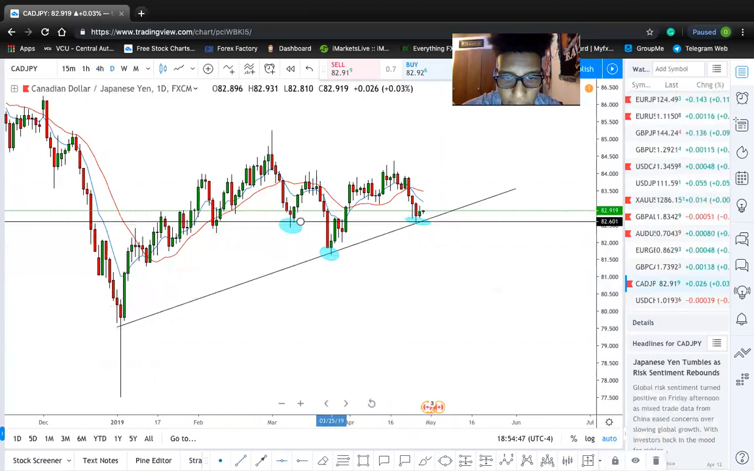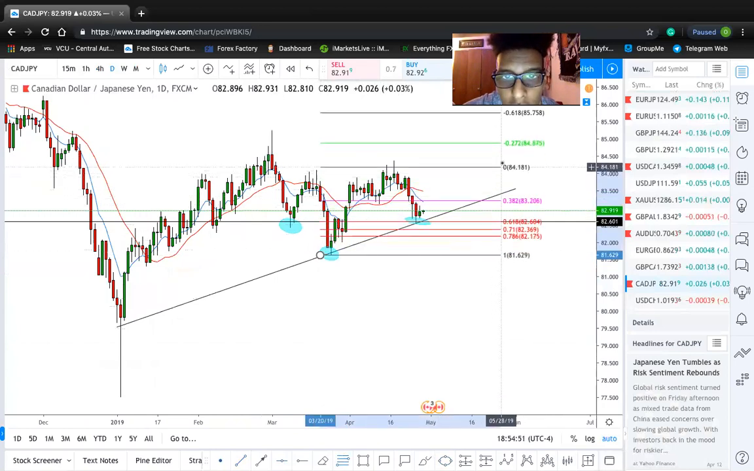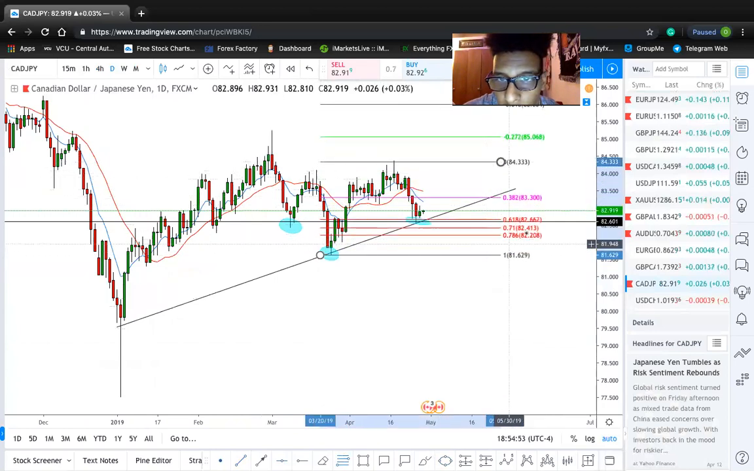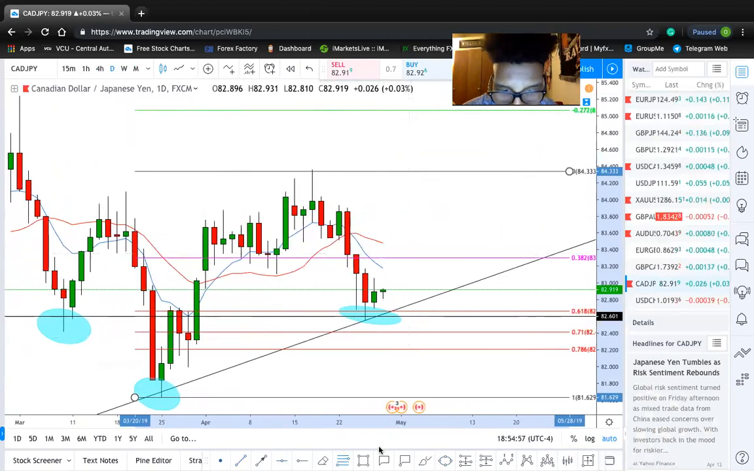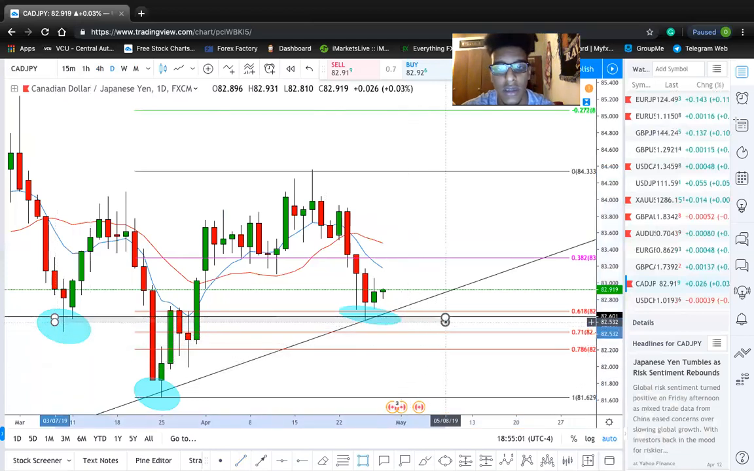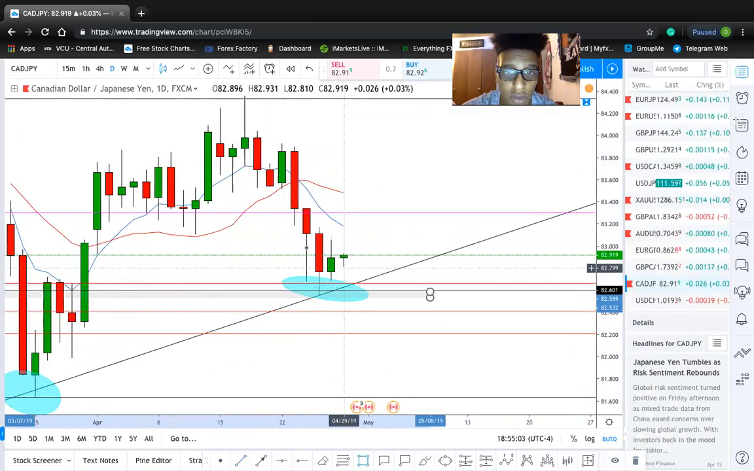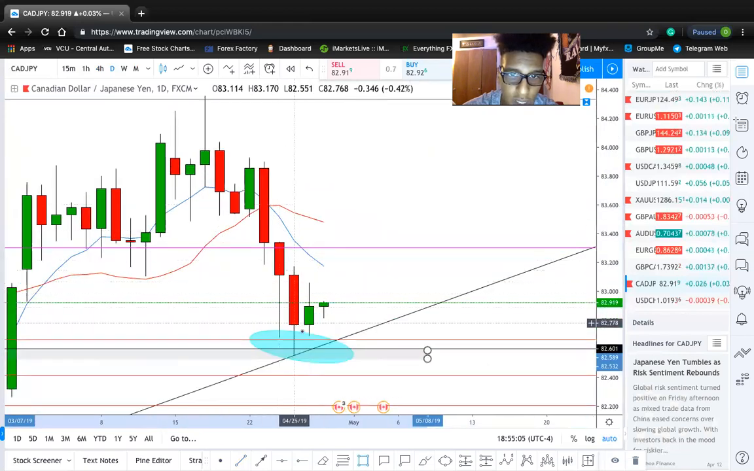Okay, and we also have a key Fibonacci zone. Right now it's at the 61 Fibonacci. This is what I'm really liking. This is my edge. Essentially, I'm seeing some confluence in the zone. The candlesticks are slowing down. I'm seeing the candlesticks reject off this zone.